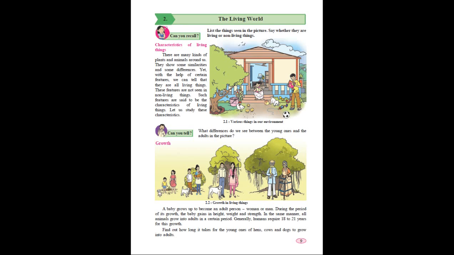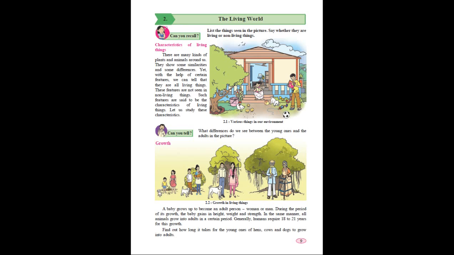A baby grows up to become an adult, a woman or a man. During the period of its growth, the baby gains in height, weight, and strength. In the same manner, all animals grow into adults in a certain period. Generally, humans require 18 to 21 years for this growth.